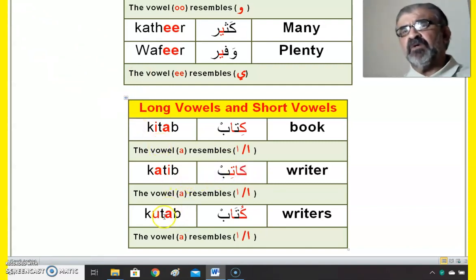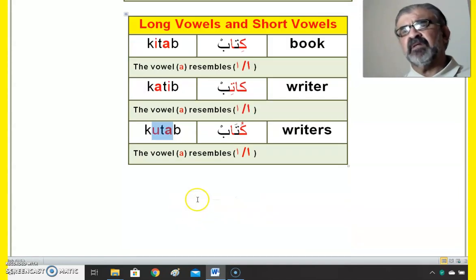Now, kutub, kutab, writers. Kutab, short vowel, long vowel. Again, short vowel, long vowel. Kitab, okay, long vowel, short vowel. Katib, again, short vowel, long vowel. Kutab, okay.